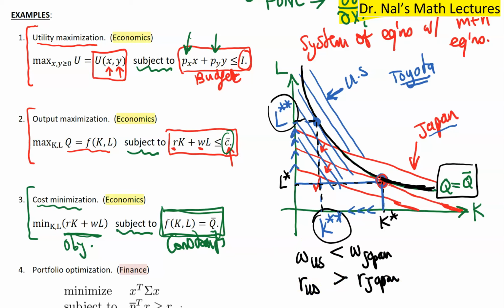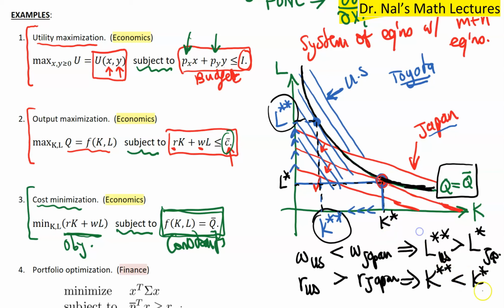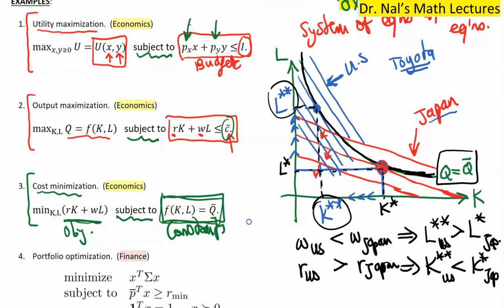So it makes no surprise as a result, because the Japanese workforce is more expensive, the amount of labor that goes into the production in the US is higher than in Japan, right? So this is related to the US and this is Japan. But this is quite the opposite for the capital. For the capital, it is that K star in Japan, the Japanese factories, they use more capital than their counterparts in the US, even for manufacturing the very same automobile. All right, so hopefully this is useful.